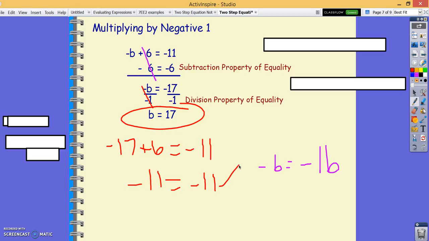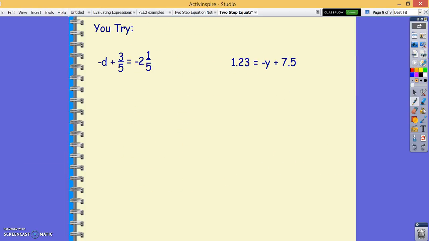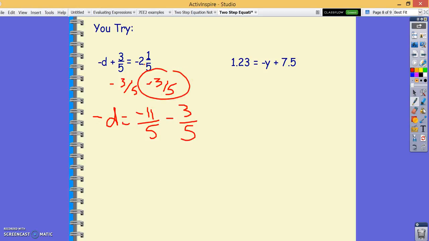Okay, and our final slide for right now, I want you to do the first one with me, and then you could try the second one on your own. So, very first step, I'm going to subtract 3/5 from both sides. Now, I know that that would be a difficult thing to do because I've got a mixed number right there. So the first thing I'm going to do is make this improper. 2 times 5 is 10, plus 1 is 11. So it's negative 11/5 minus 3/5, and I got the minus 3/5 from right there.